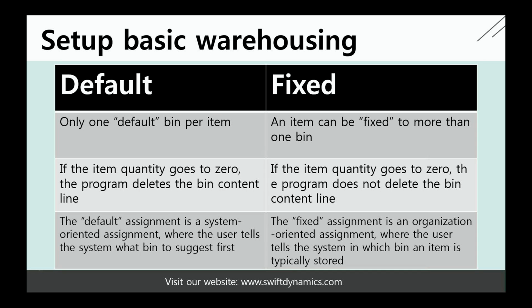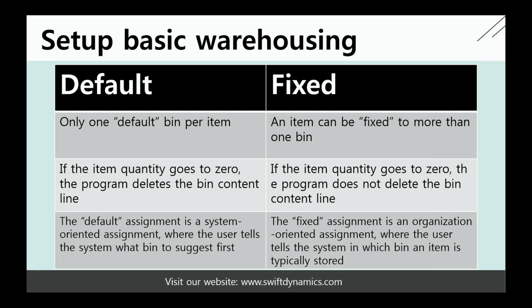So here we can see default and fixed and how we can use them. You can only have one default bin per item, while an item can be fixed to more than one bin. So this means that an item can only be default for one bin, while an item can have different fixed bins. Then another thing, if the item quantity goes to 0, the program deletes the bin content. And like I just said, this will not happen if the item is set up as a fixed item for a specific bin. So the item quantity goes to 0, but the program does not delete the bin content line.